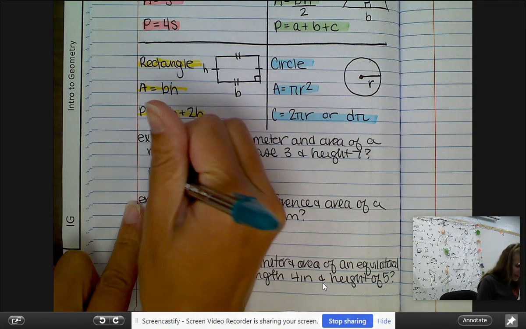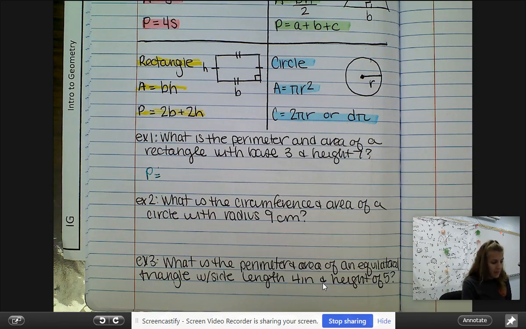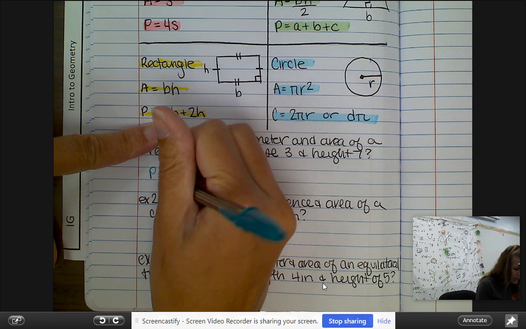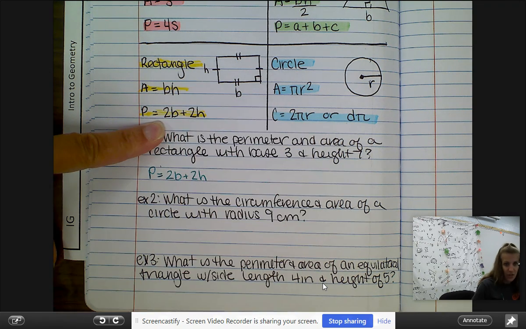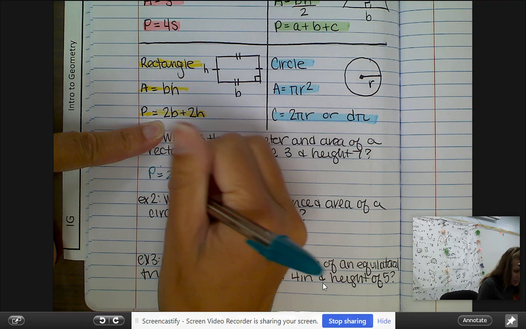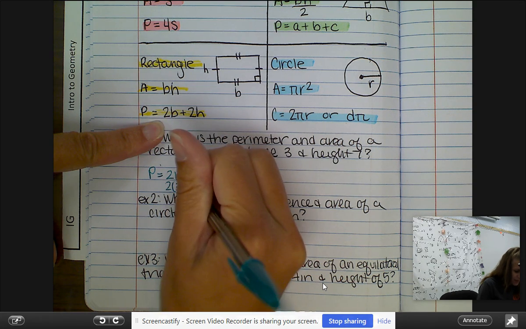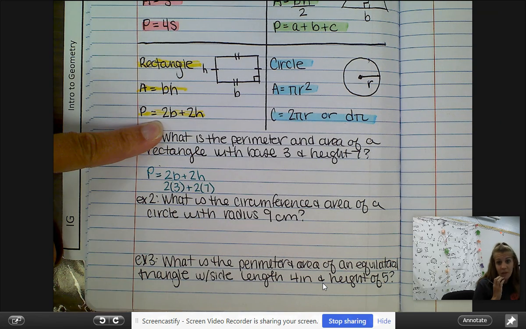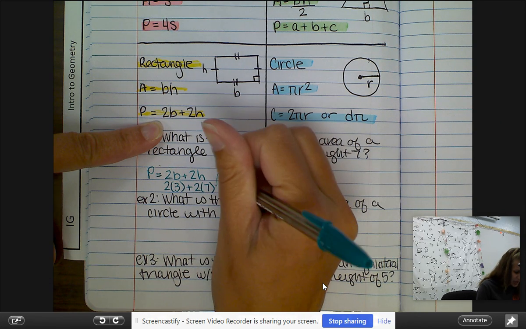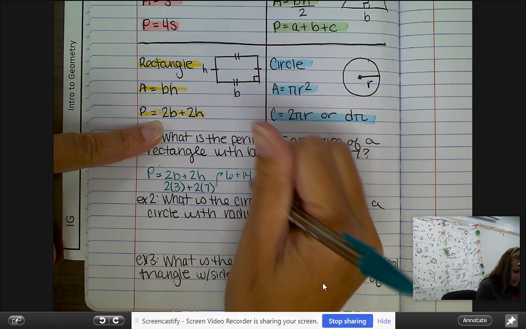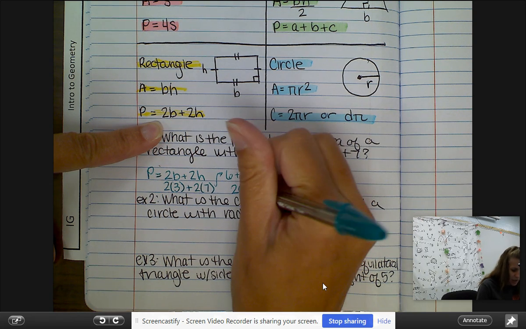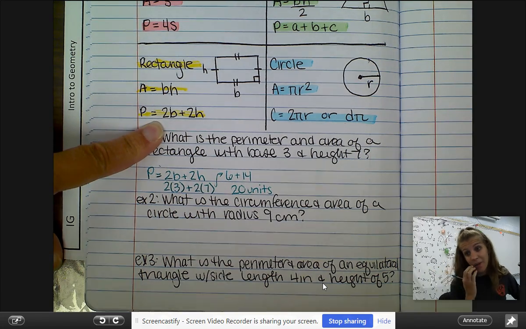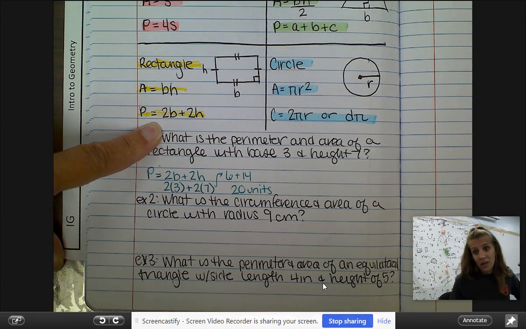Okay, so let's say we first want to find the perimeter. The perimeter of a rectangle, our formula is right here, so we'd have 2b plus 2h. They tell me that my base is 3, so in place of b, I can put 3. In place of h, I can put 7. We're going to multiply, then add, and so this is going to turn into 6 plus 14 for 20 units of whatever, because they didn't tell me if these are feet, miles, whales, I don't know.